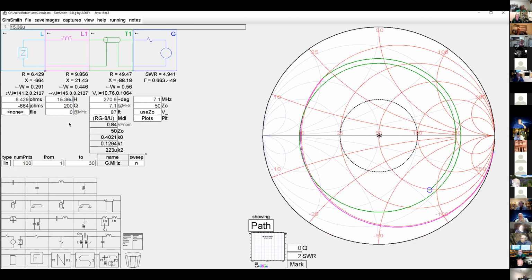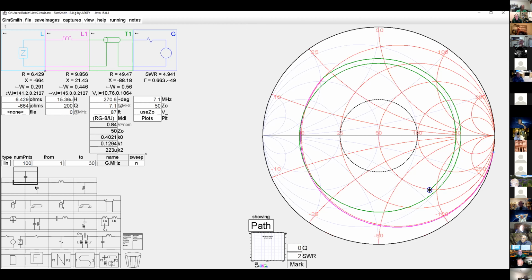Okay, that's pretty close. So there's 15 microhenries in series with this load, at the load in front of the transmission line. And now I have moved it. The impedance at this point is 49.5 and it's J88. So this is on this circle. So if I want to get it to 50 ohms, I've got to add in 88 ohms of inductive reactance.